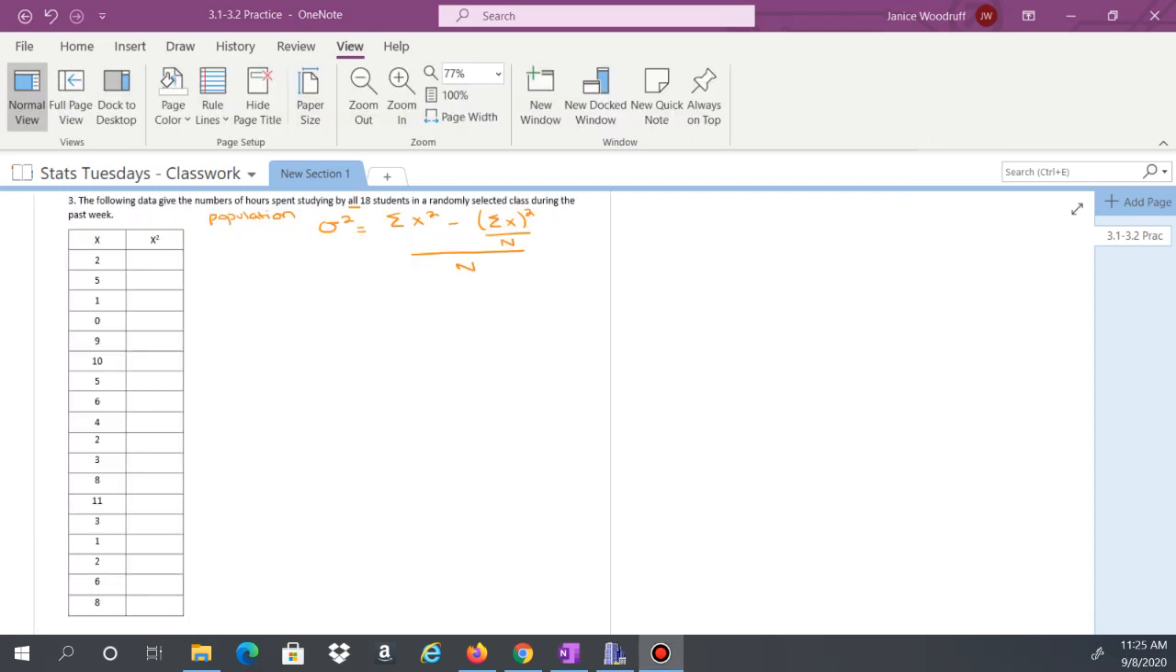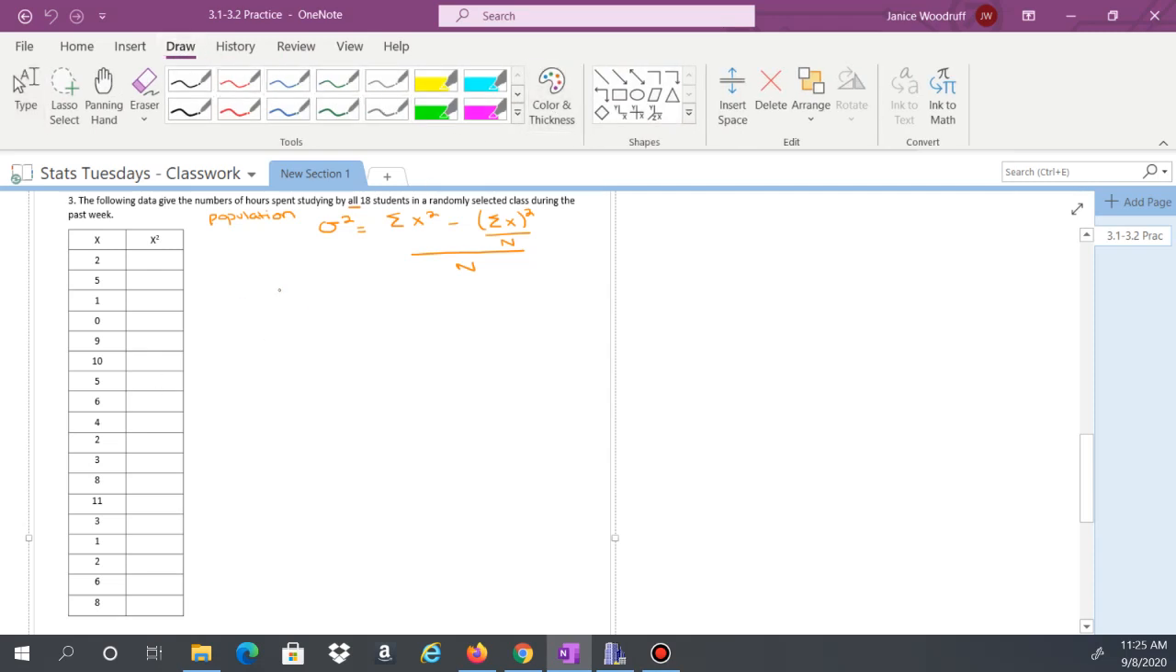Okay, let's go ahead and take a look at this. So, let's start with the range. So what is my largest value here? 11. And smallest? So my range is going to be 11.